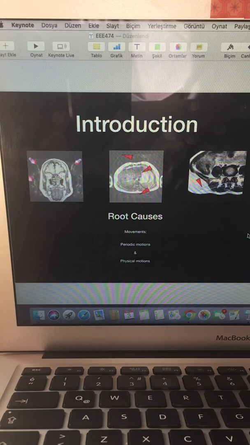We can divide the reasons for ghost artifacts into two based on motions. They are physical and periodic movements. The physical one can occur because of the movements of patients, since while scanning it can sometimes be hard to stay stable, so those motions can cause unwanted effects we call ghost artifacts.